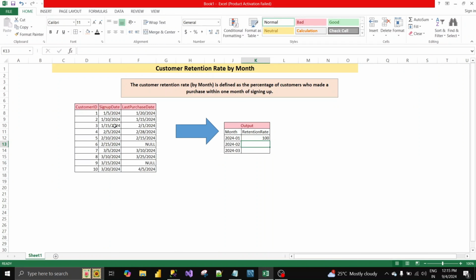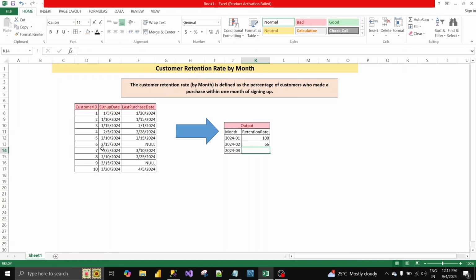Same, if you see for the February month, three customers signed up, but only two purchased. And here null means the customer didn't purchase till date. So the retention rate for February will be 2 by 3. 2 by 3 will be approximately around 66%. So I'm just giving 66 here.